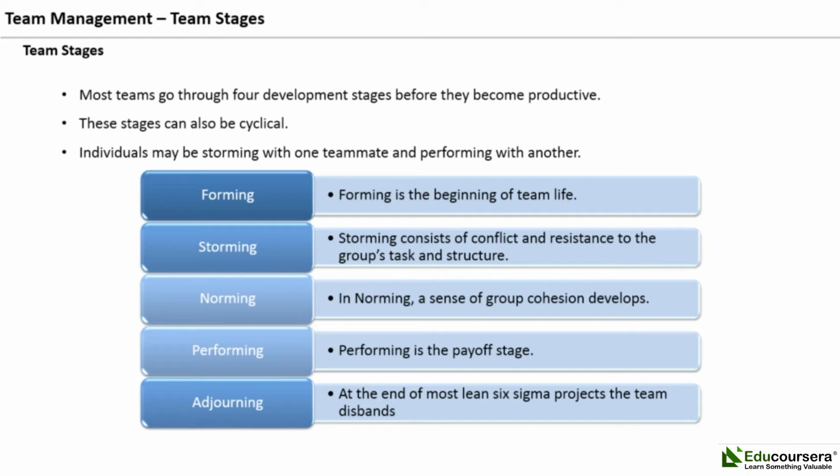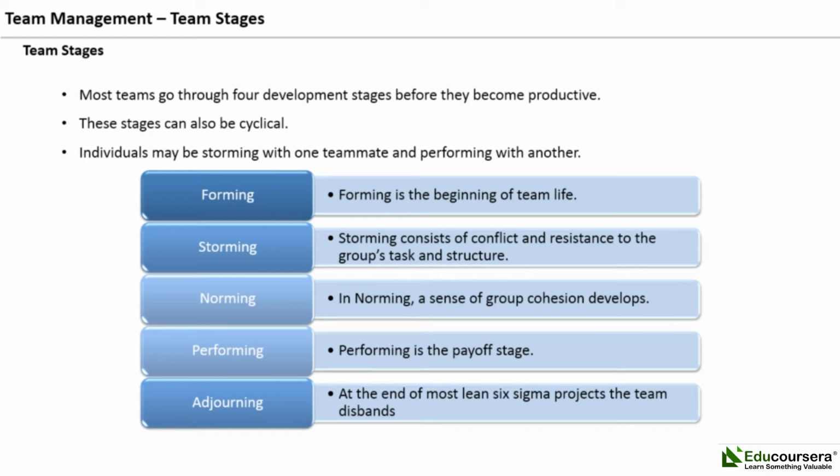Forming is the beginning of team life. Expectations are unclear. Members test the water. Interactions are superficial. This is the honeymoon stage. When the team forms, its members typically start out by exploring the boundaries of acceptable group behaviour. As each member makes the transition from individual to team member, each looks to the team leader or facilitator for guidance as to his or her role and responsibilities.